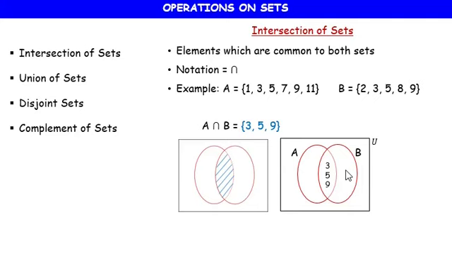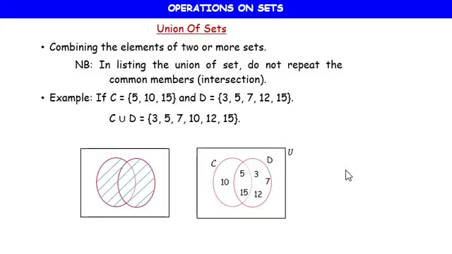Okay, so let's move on to the next operation of sets, that is the union of sets. So union of sets simply means that you are combining the elements of two or more sets given. So with union, you are merging the two sets into one.